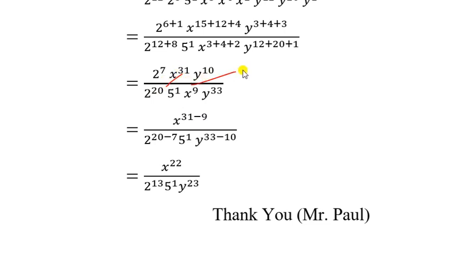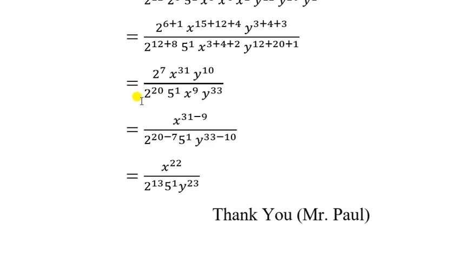Now next, we will add: 2 to the power 7, x to the power 31, y to the power 10. Similarly, 2 to the power 20, 5 to the power 1, x to the power 9, and y to the power 33. Now what I said, when you get division form, you have to subtract from the largest exponent, and you have to calculate with the same base only. You cannot calculate x with y, y with x, 2 with 5, 5 with y. No, you cannot calculate. Remember this, only with same base you can calculate.